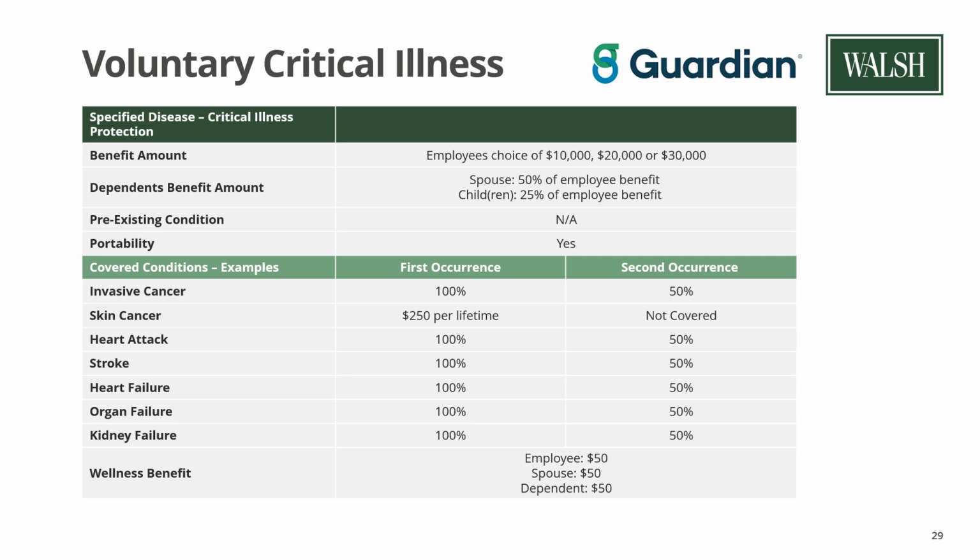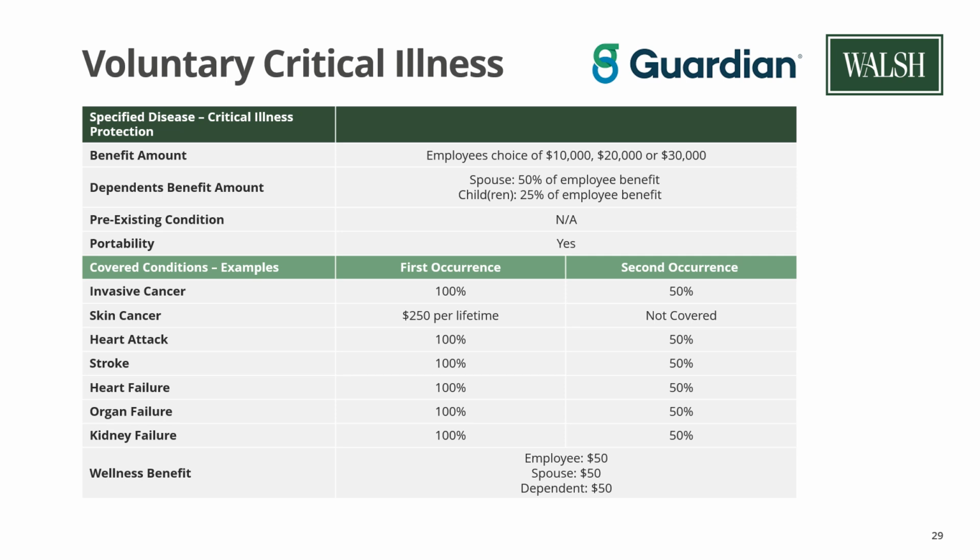Voluntary critical illness and voluntary accident insurance. These policies are, you're going to see, medical related, but they are separate from your medical insurance. So this first one is that the critical illness. So you can see those covered condition examples at the bottom. You have the opportunity to elect coverage in either $10,000, $20,000, or $30,000 benefit amounts. You can also elect coverage for your dependents, spouses, and children.